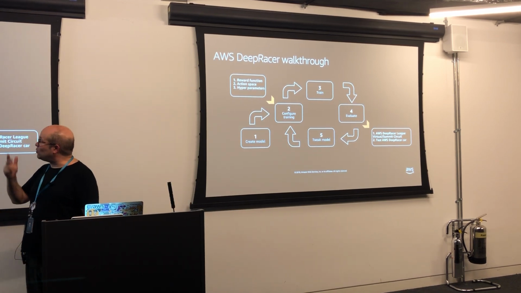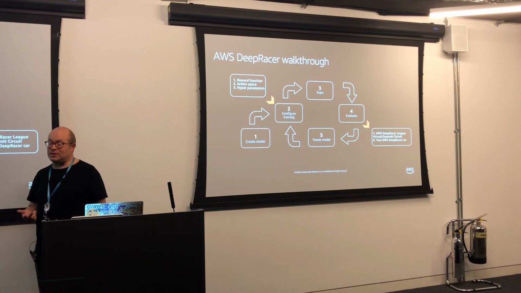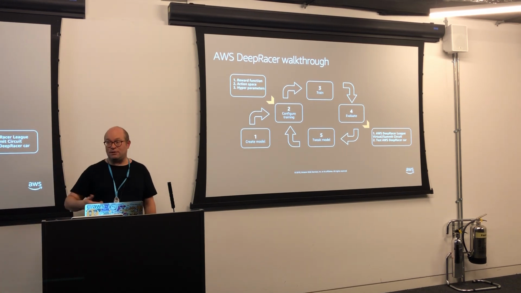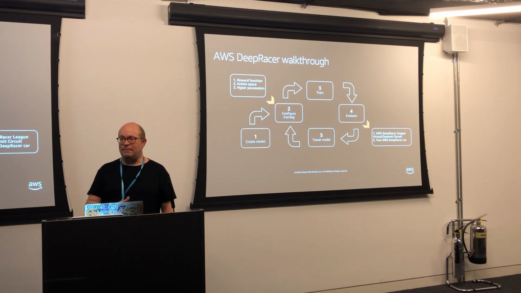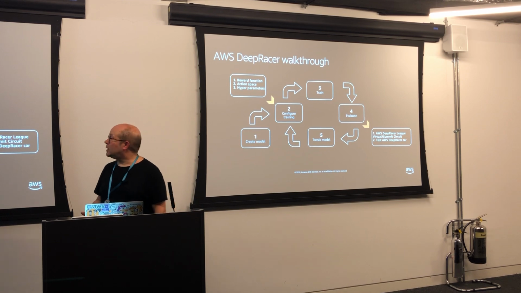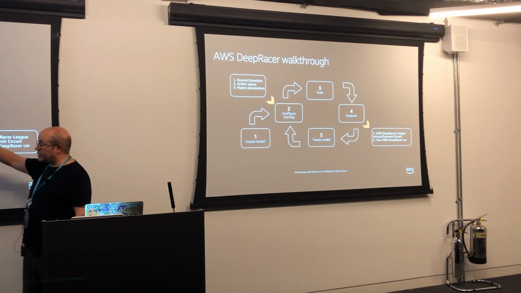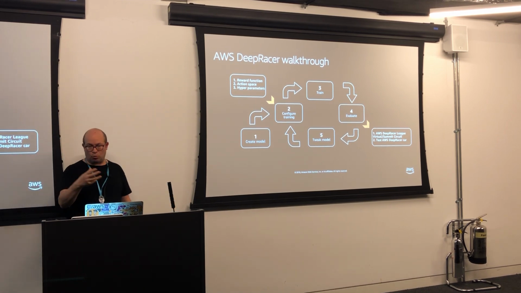You can change your reward function and hyperparameters once you've trained and retrained again, but you can't change the action space. So you need to think about what your action space is going to be for your particular approach. Once you configure training, you then train. Okay, and I'm going to walk you through the console.